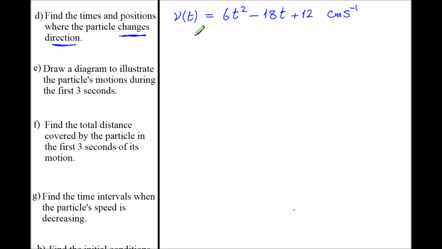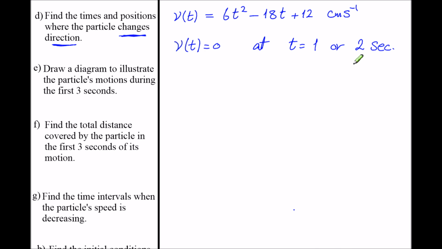So to find at what time the object changes direction, we need to find the times at which the velocity is 0. But we already found this in part A. So v of t is equal to 0 at t equals 1 or 2 seconds. That means there were 2 changes of direction, after 1 second and after 2 seconds.